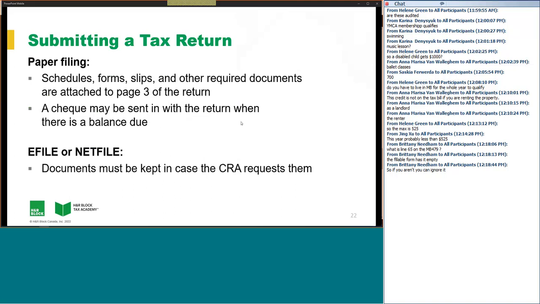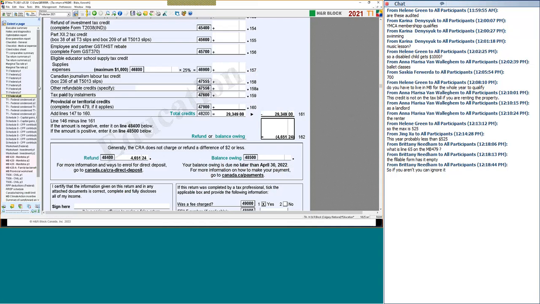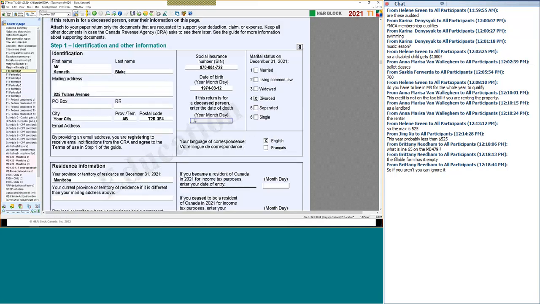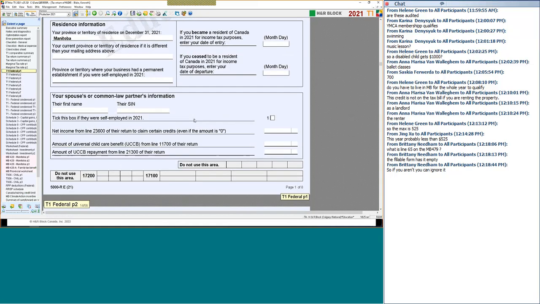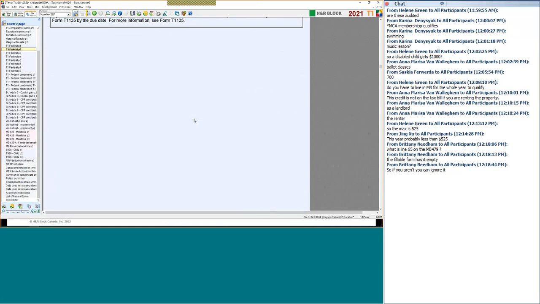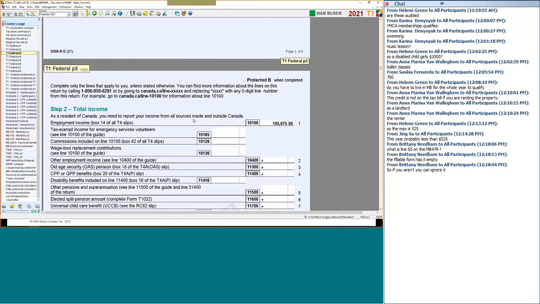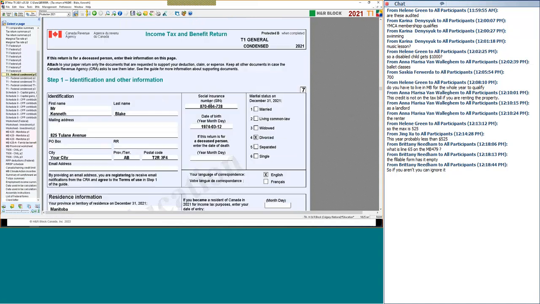For those of you who've never seen a paper file, they're kind of fun. We have what's called a condensed version. So I'm going to show you what a paper file would look like for one of the clients we've done here. Let's assume, I think we're on Kenneth. If we're doing a tax return, you're going to have fillable forms that look like this, and we have 8 pages. If we're doing a paper file and you've used the computer software to generate it, for some reason you need to paper file it, we have a condensed version, which is called a T1 General Condensed.